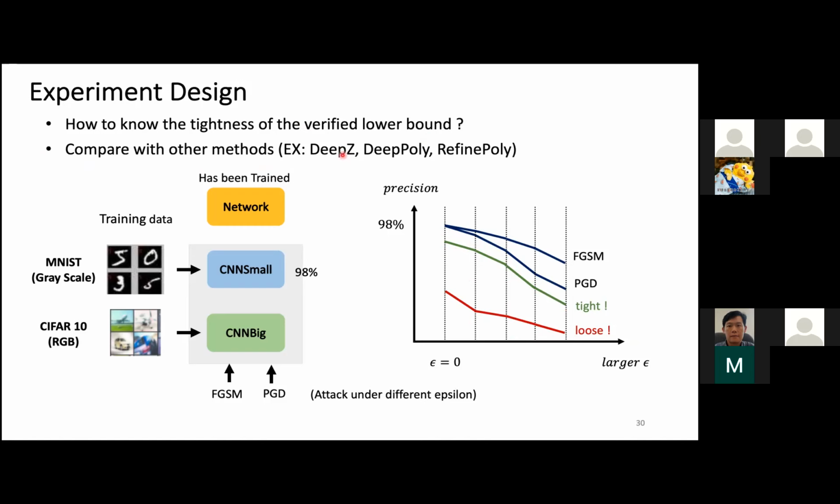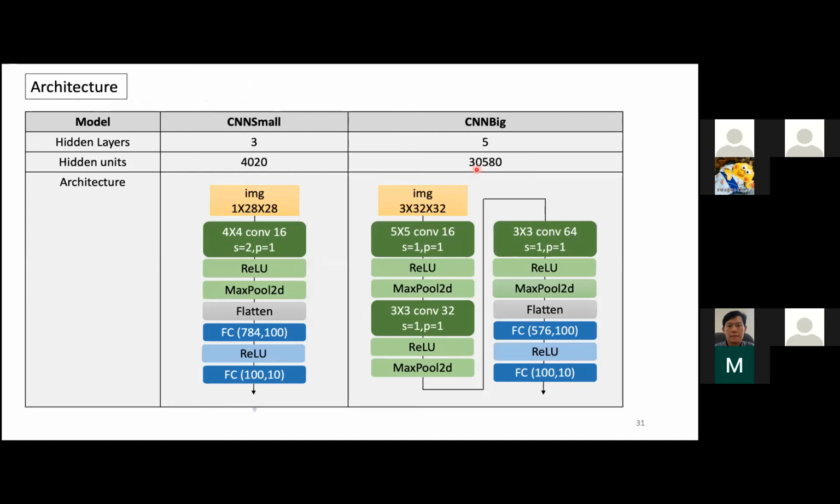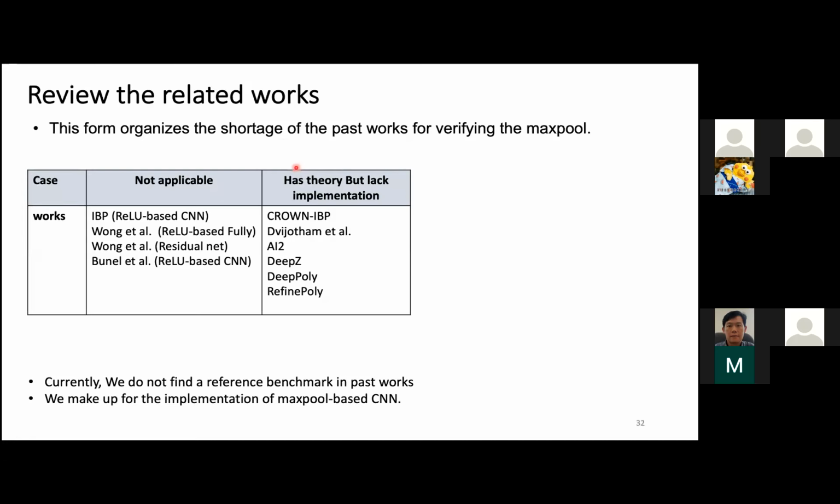These methods can also give the verified bound for the maxpool-based CNN. So we compare with DeepZ, DeepPoly, and RefinePoly. Here we have the architectures of the CNN small and the CNN big. You can see that the hidden units in the CNN big are 7 times larger than in the CNN small. And here I will give you the reason why we choose DeepZ, DeepPoly and RefinePoly as our competitors. So let's review the table.